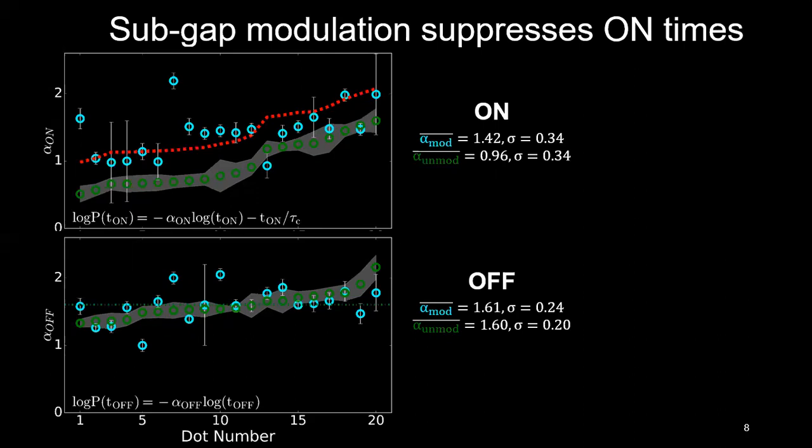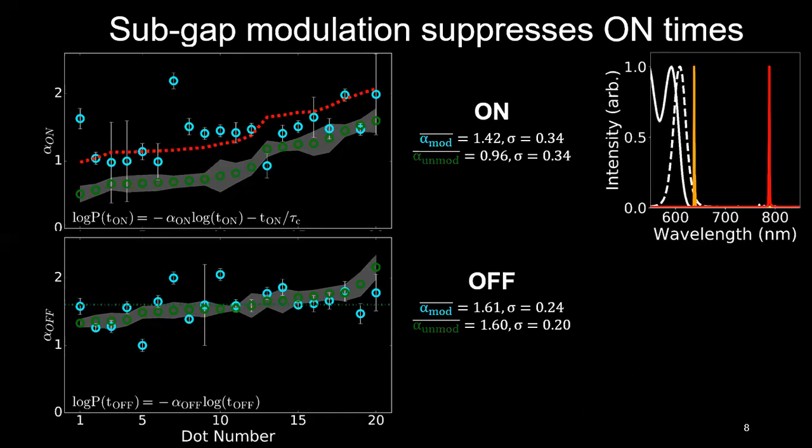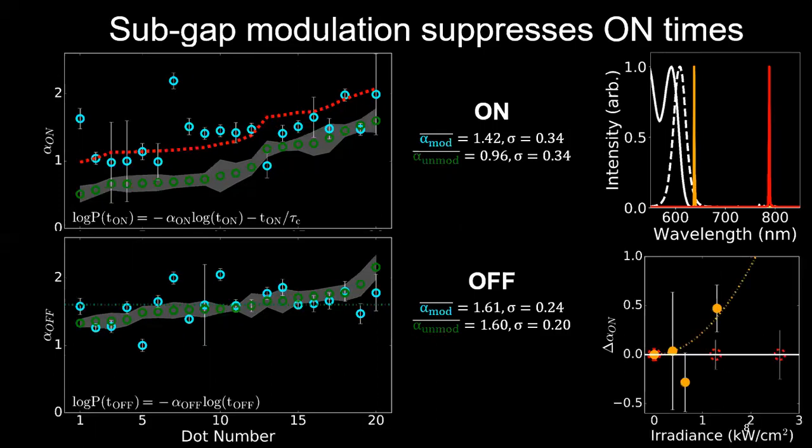To be sure this was a real effect, we repeated the same experiment with another laser, this time shifted to 785 nanometers in wavelength so that it has no overlap with any spectral features of the dot, either in the ground or excited state. And as you can see in the figure in the bottom, in the red circles, at all the modulation powers we looked at, the 785 really didn't do anything. So here in the red, I'm showing you the change in on slope as a function of 785 nanometer beam power, and really, really nothing happened.